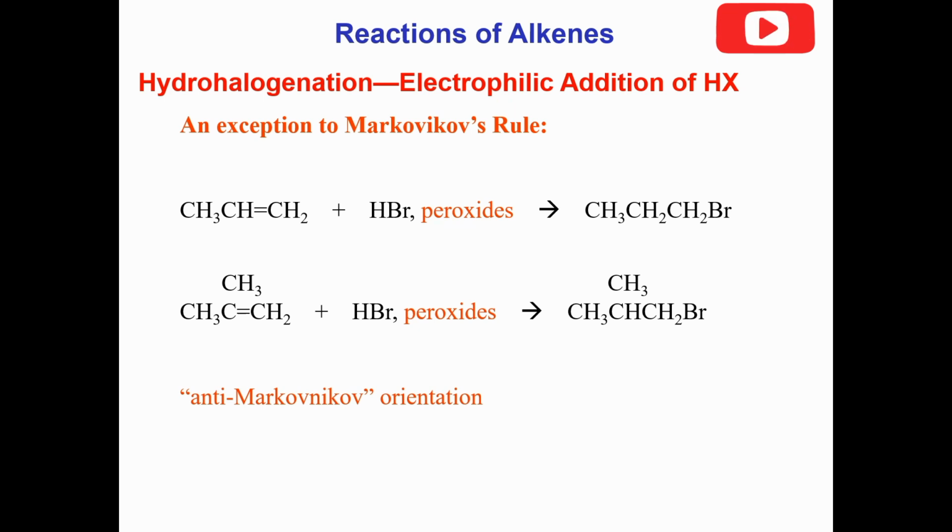So, whenever you see a reaction of an alkene with a hydrogen halide, whether bromide, chloride, or iodide, what you're going to look at is: if there is peroxide, it is going to be anti-Markovnikov orientation. But if there is no peroxide, go ahead and employ Markovnikov orientation only on an asymmetrical alkene.